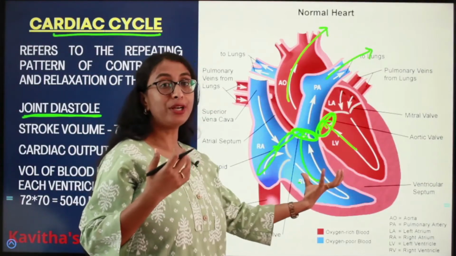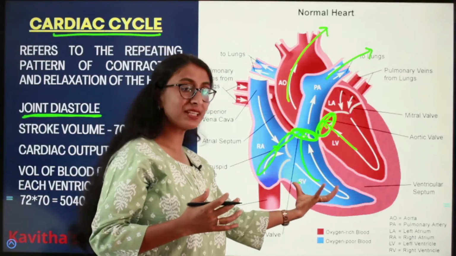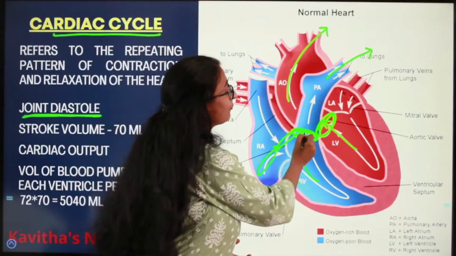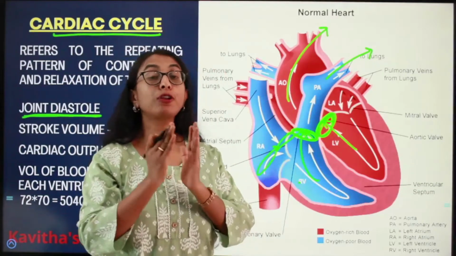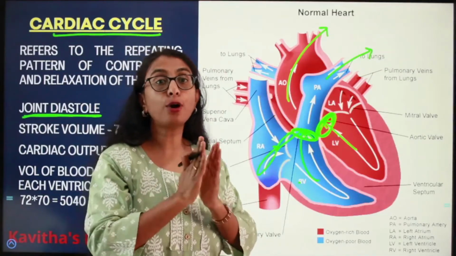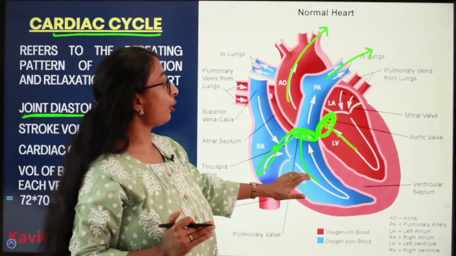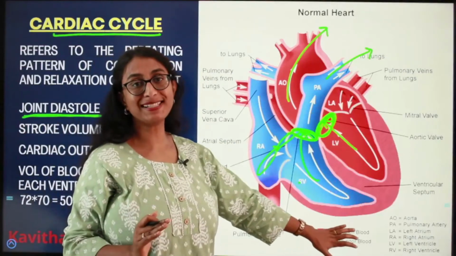Now there is a possibility of blood flowing back into the ventricles because of the low pressure that is created in the ventricles. In order to prevent this, as soon as the pressure drops in the ventricles, the semilunar valves are forced to close. That is, the semilunar valves of the pulmonary artery and the aorta close completely in order to prevent the backflow of the blood from the pulmonary artery and the aorta into the ventricles.